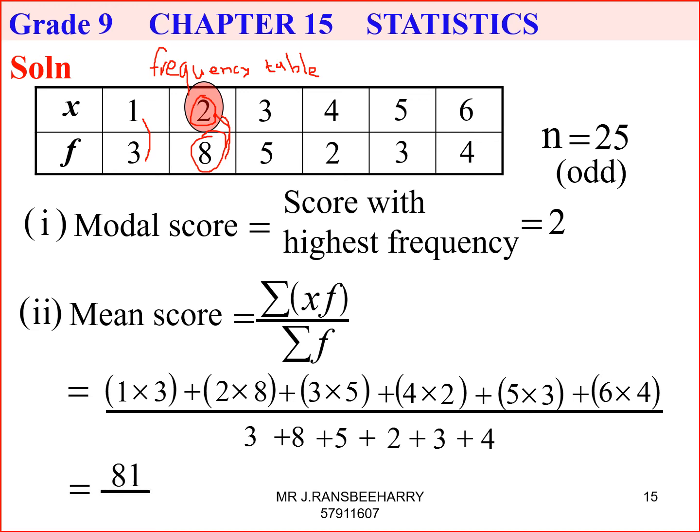We can either leave the answer as a fraction, or if required to give the answer in decimal without using a calculator, multiply by 4 on top and bottom. We get 324 over 100. When we divide by 100, the decimal point moves backward by 2 places. We obtain 3.24.